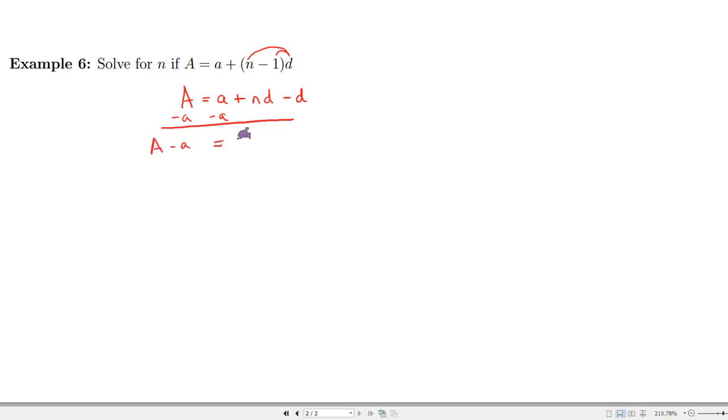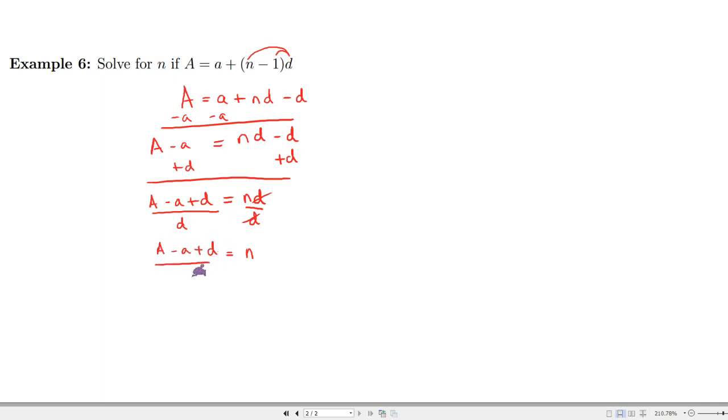minus little a equals nd minus d, and we'll add this d over. We could of course have done that in one step, but just kind of being consistent here with the method of choice. Okay, now we have that this term is isolated by itself on one side of the equation. n, which we're solving for, is also isolated as a factor. So all we have to do is just divide both sides by d. And then this will cancel, and we'll have n is equal to a minus little a plus d over d. And that will be our solution.